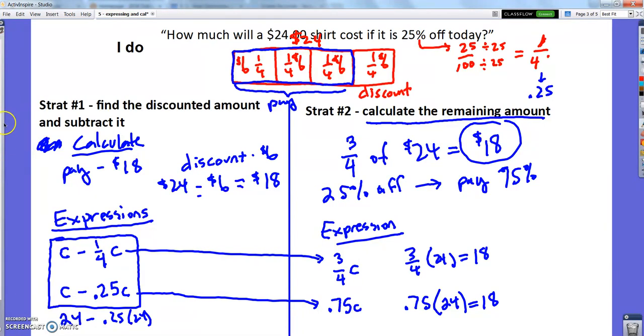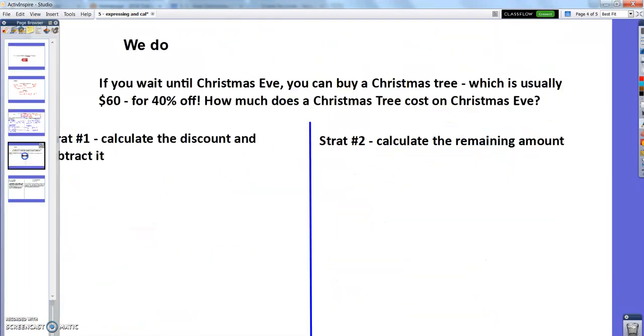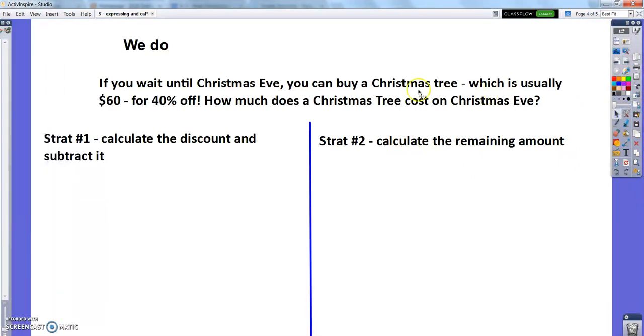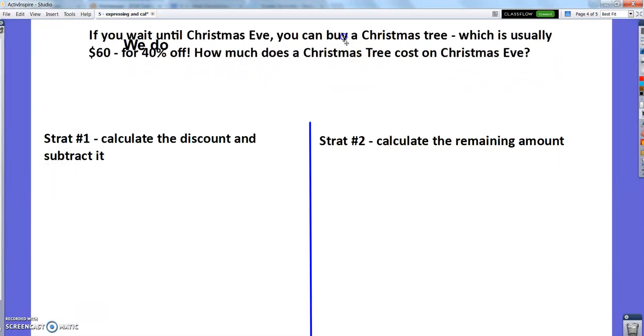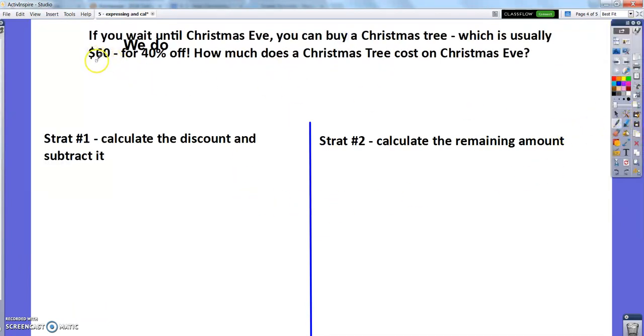All right, let's do one together. See if that clears it up some. So if you wait until Christmas Eve, you can buy a Christmas tree, which is usually $60, for 40% off. What a deal. How much does a Christmas tree cost on Christmas Eve? All right, so I'm going to move that up so I can show it. So let's find the price of a Christmas Eve tree.